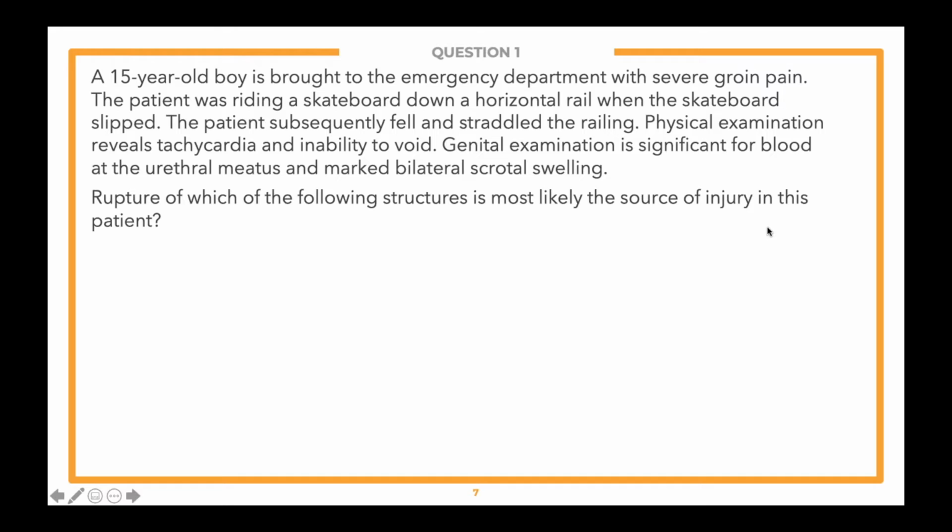A 15-year-old boy is brought to the emergency department with severe groin pain. The patient was riding a skateboard down a horizontal rail when the skateboard slipped. The patient subsequently fell and straddled the railing. Physical examination reveals tachycardia and inability to void. Genital examination is significant for blood at the urethral meatus, and there is marked bilateral scrotal swelling. Rupture of which of the following structures is most likely the source of injury in this patient?